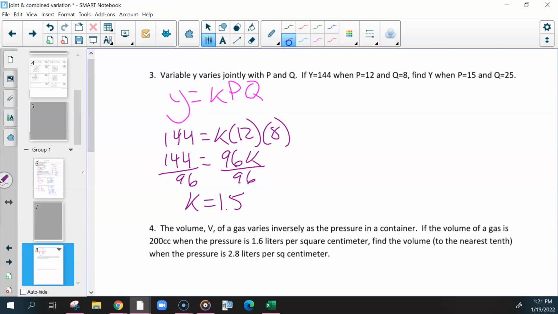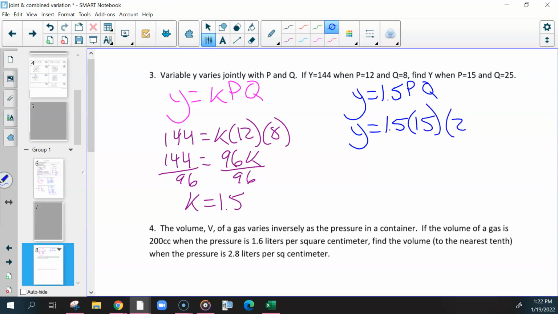So then when we go to put 1.5 back in, again, in this case, we're only going to be given 2 of the numbers now because we need to find one of the variables. In this case, it's y. So we need to find whatever y is. K is going to stay the same. Our p is 15 and our q is 25. Multiply those and tell me what you get.